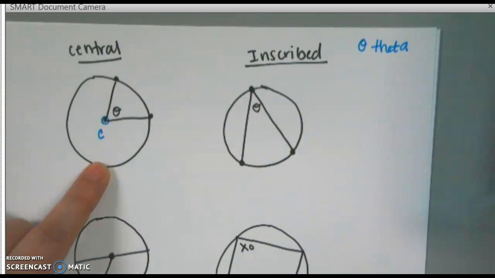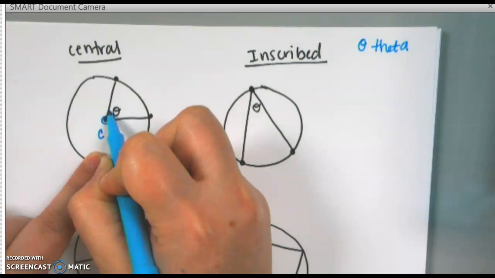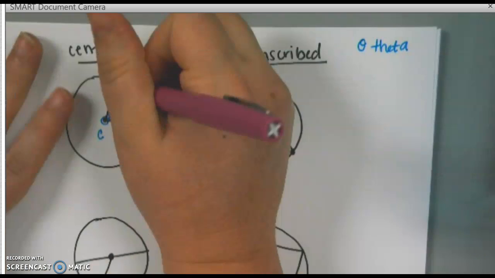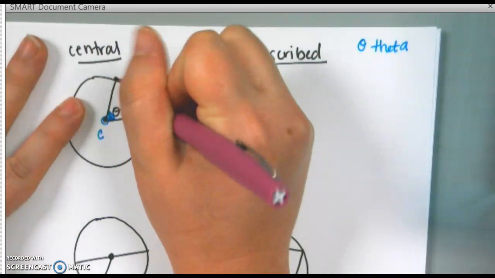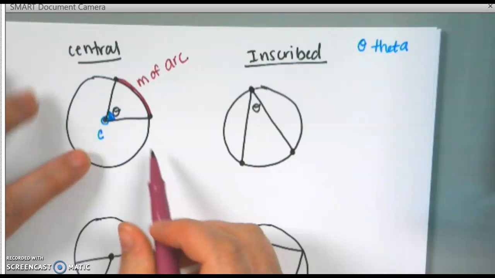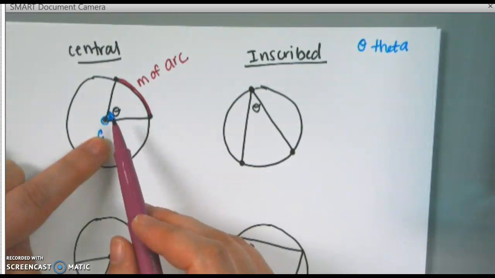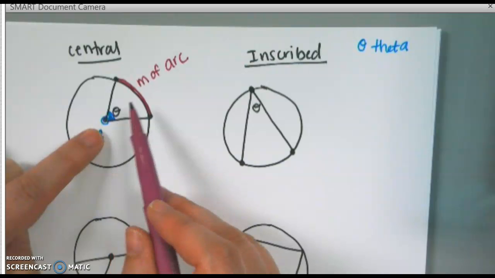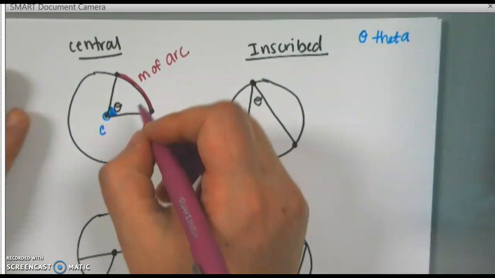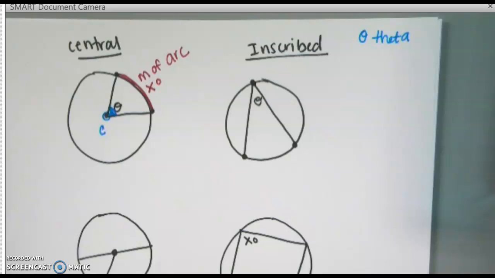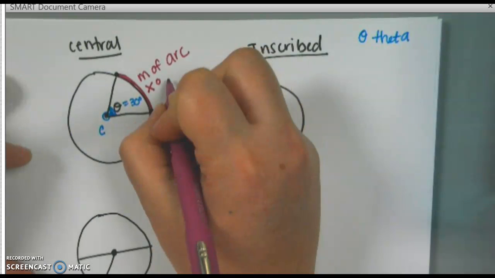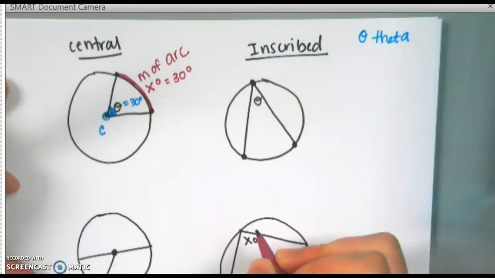So central angle, we obviously have the angle measure in here, but the thing that we're going to be applying that to is the measure of the degrees of the arc. So the measure of the arc. In a central angle, the angle and arc are the same degree. So if theta was equal to 30 degrees, then the arc is also 30 degrees.